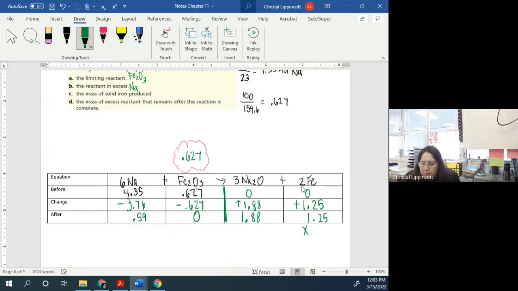So we're going to multiply that by the mass off the periodic table for iron. 55.9 is what I need to multiply this by, and that's going to give me my grams of iron. And there we go. 69.97 is how much of that we're going to have. And then over here, they wanted to know how much of this was left over. So 0.59 times 23. That's going to end up being 13.57.